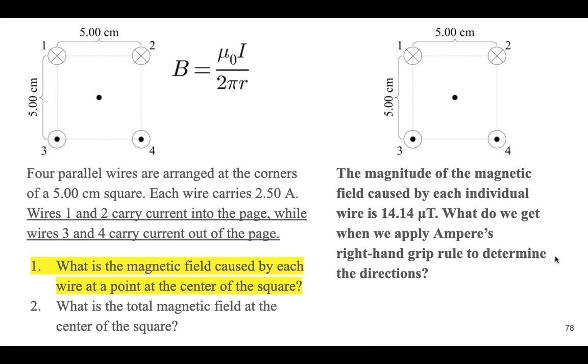So now think for yourself, when you start doing the right-hand rule for all these guys, what are your magnetic field components going to be? So quickly do that. Figure out which way each one's going.